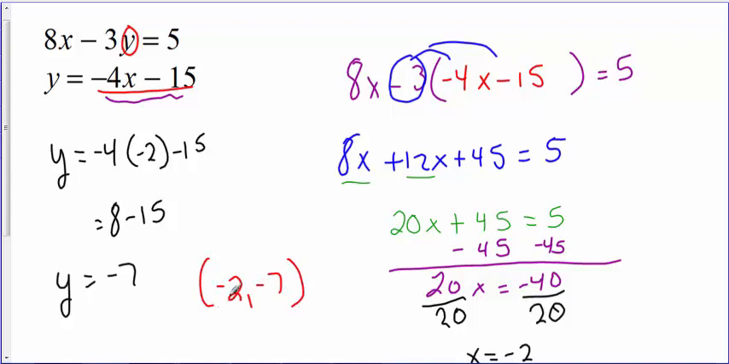Now what that means is this. If we were to graph these two equations, we would expect them to intersect, or we would see them intersecting at negative 2, negative 7. Now, let's do another example.